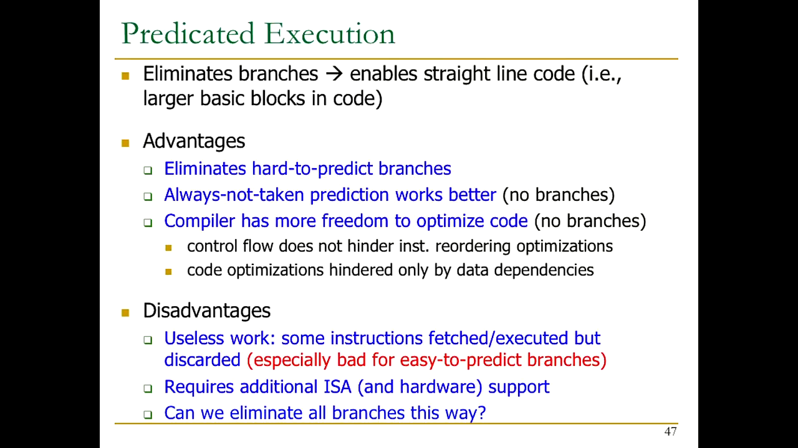And the other question is, can we eliminate all branches this way? What do you guys think? Can you get rid of all of the branches in the code? Yes? You're a bold man. Okay, unroll everything. Yes, you've specified it well. How do you know how much to unroll a loop with unknown bounds?